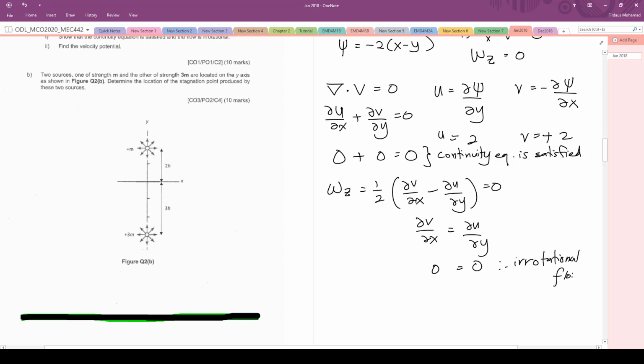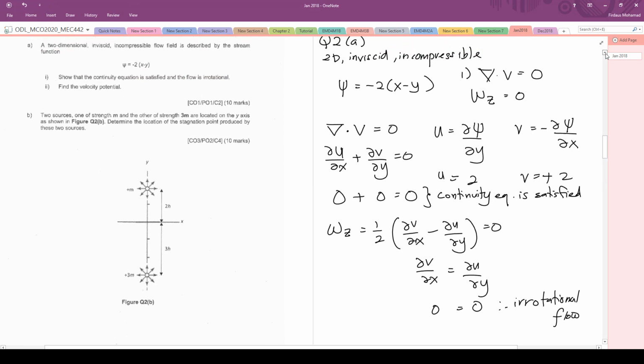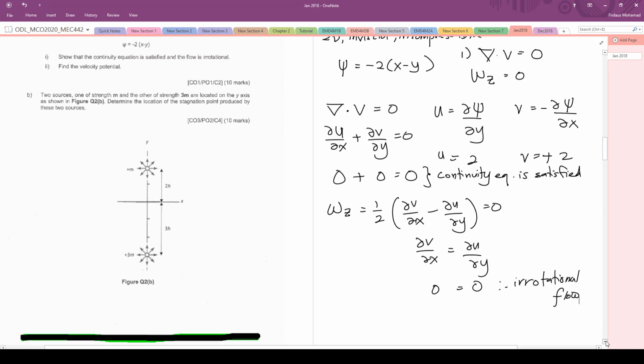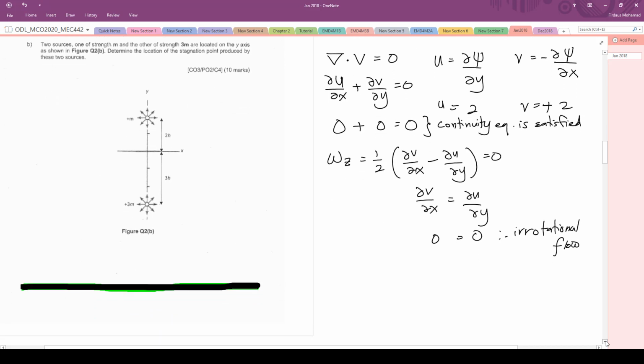So this is also an irrotational flow. Then part B asks you to find the velocity potential. Since the flow is irrotational, you can find the velocity potential. To find it, we know that u equals d phi over dx, and v equals d phi over dy. So d phi over dx, we got u equal to 2.